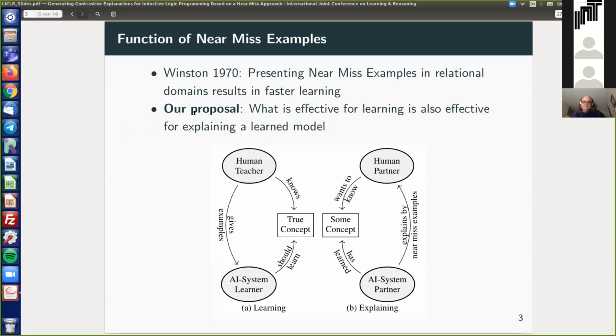So our proposal for the work was: what is effective for learning might also be effective for explaining a learned model. So we are in the realm of explaining models now, and I think this duality is best shown with our graph here. In learning, normally a human teacher knows a true concept and gives examples to a system learner, and this system should then learn the concept. Whereas in explaining, we have the human partner who wants to know some concept that is learned, and the system explains it by giving, for example, near-miss examples as the explanation.